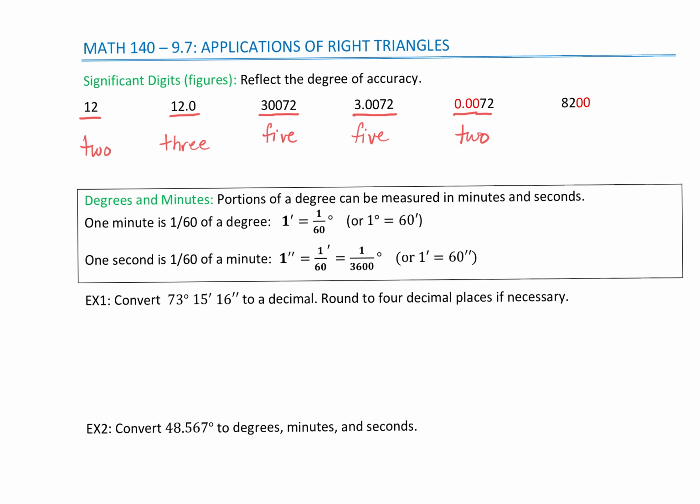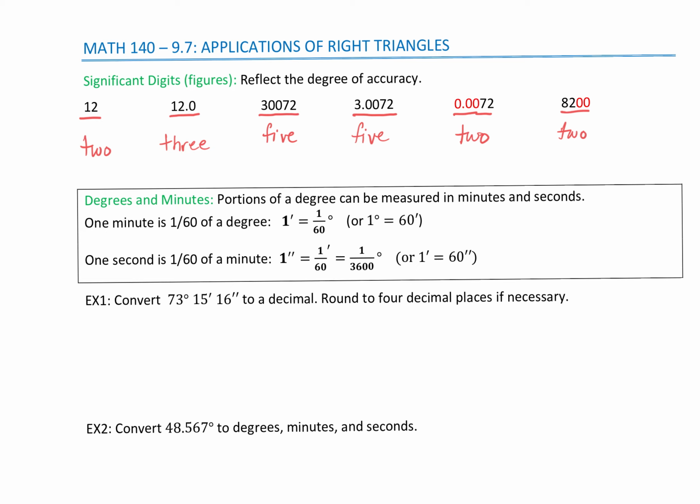If you have a nice whole number like this 8,200, or integer, and there's zeros at the end, notice there's no decimal there. This is an ambiguous case, so we can only count the 2 non-zero numbers, so this has 2. Because if you receive data that looks like this, you're not sure whether the person had rounded the number or if 8200 is an exact number.